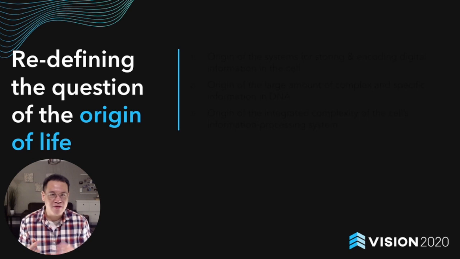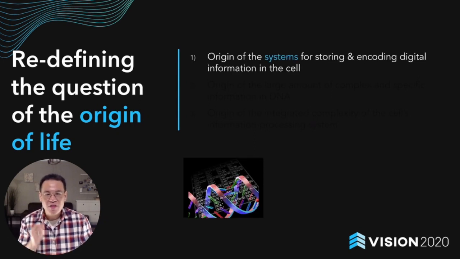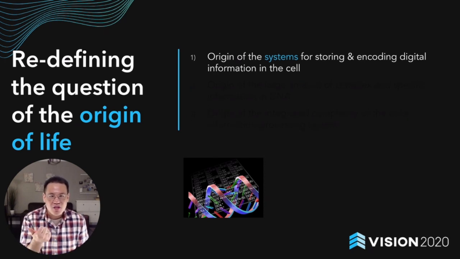With all these discoveries, it forced scientists to redefine the question of the origin of life, and they now have to explain these 3 crucial features of life. Number 1, they had to explain the origin of the system for storing and encoding the digital information in the cell: DNA's capacity to store all this information, how the nucleotides form to store the DNA in this manner, and then the development of the genetic code.